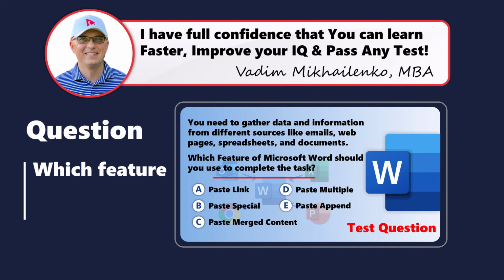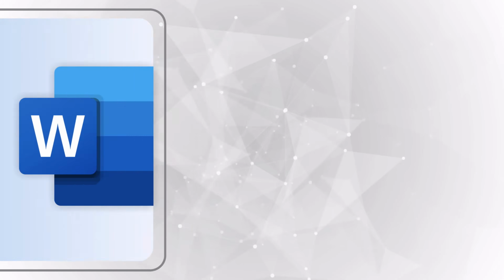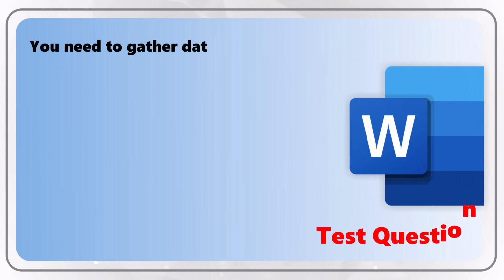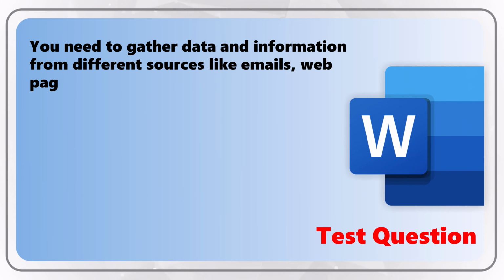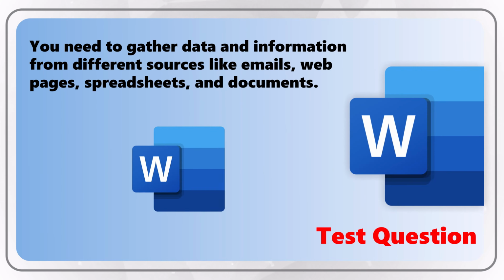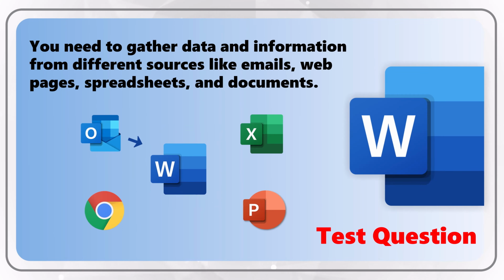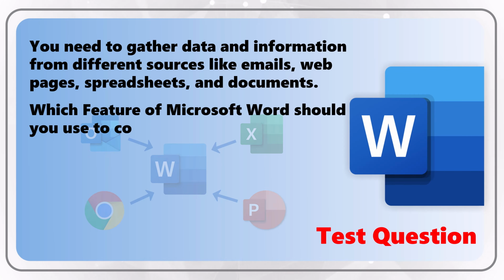Here's the thought-provoking assessment test question. In addition to boosting your reasoning skills, it teaches you a skill that you can use regularly. You need to gather the data and information from multiple different sources, like emails, web pages, spreadsheets, and documents. Which feature of Microsoft Word should you use to complete this task? And you're presented with 5 possible choices.